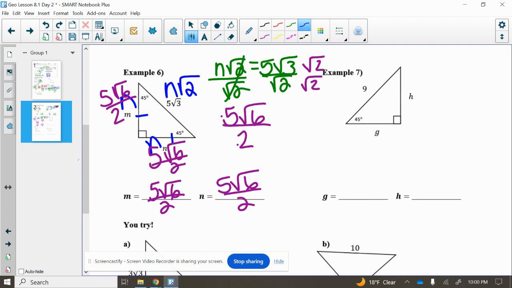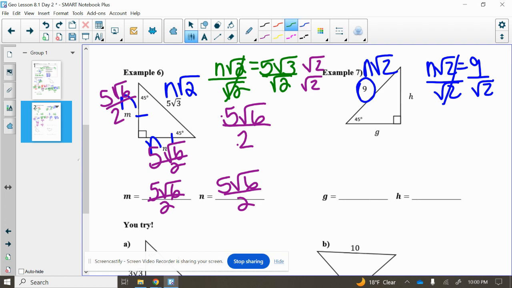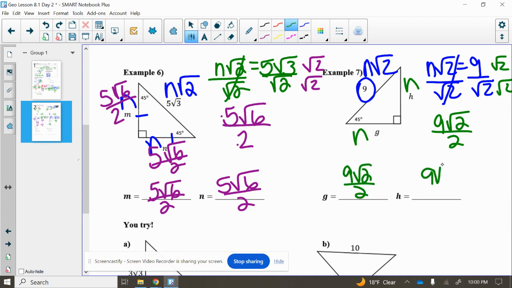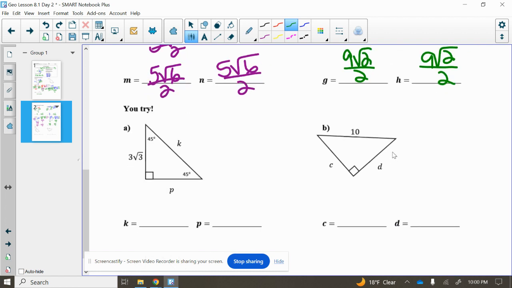In this example, we are given another hypotenuse that is an odd number. Again, this time set these two equal to each other. Divide by that square root of 2. We end up having to rationalize, square root of 2 times square root of 2. So 9 square root 2 over 2 ends up being our value of n. So again, both of those legs, after dividing by square root of 2, equal 9 square root 2 over 2.